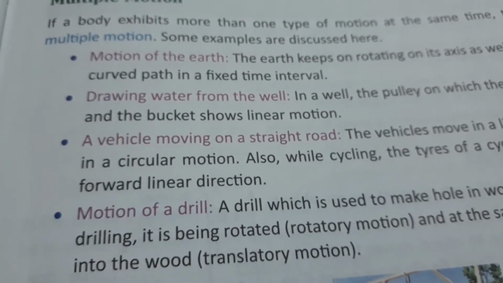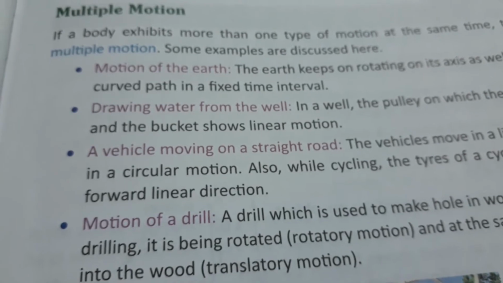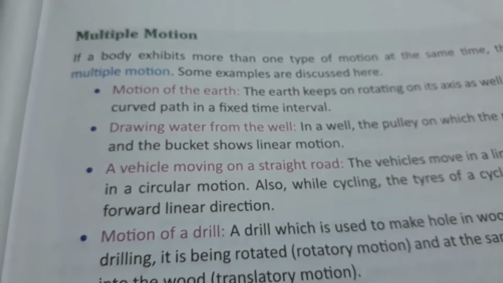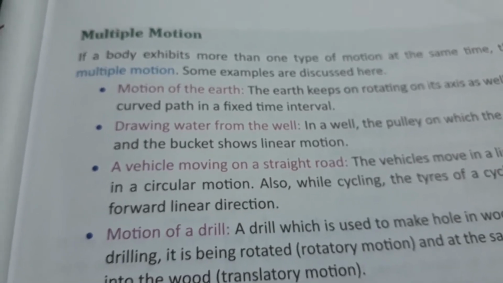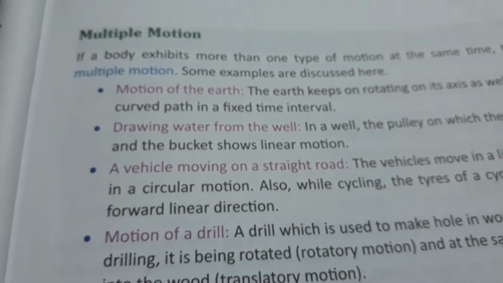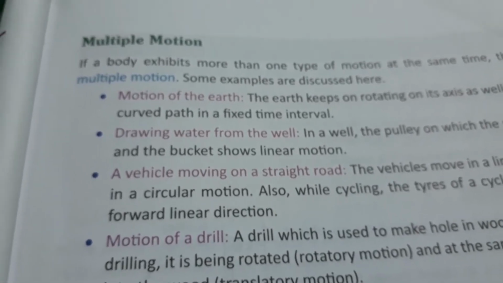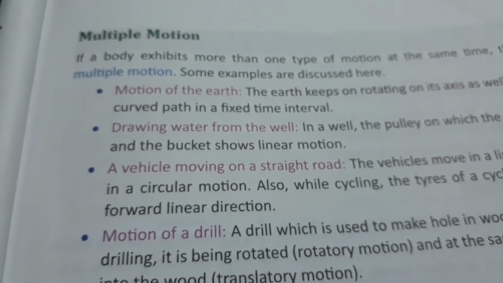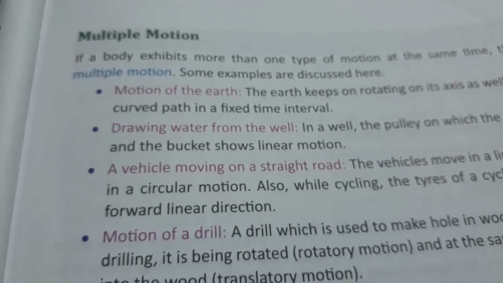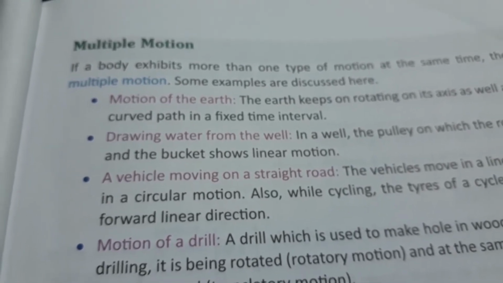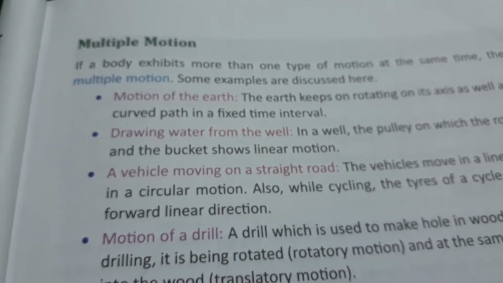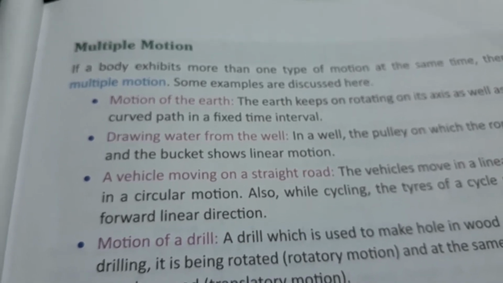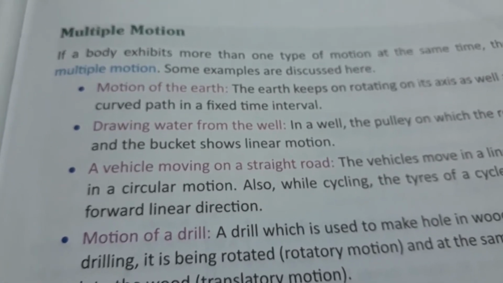Next, another example: drawing water from the well. When you draw water from the well with the help of a bucket and rope, what do you observe? When you are pulling the water from the well, the rope moves straight forward towards the up. And also when it reaches the wheel or pulley, you can observe the rope is rotating on the pulley. So here we can see the movement of the rope is of two types.